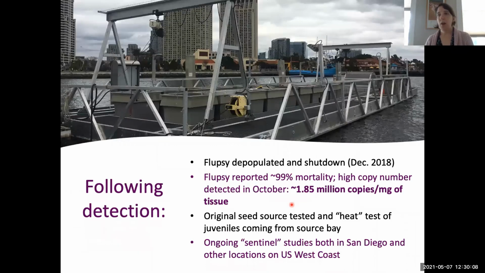So what happened following detection? The facility was depopulated and shut down. And they reported 99% mortality in that group after that October sampling. And honestly, the copy numbers were extremely high. And you'll notice this is in the range of what I showed for experiments. The original seed source was tested in the heat test of juveniles coming from the source bay, which was in Northern California. And there have been ongoing sentinel studies both in San Diego and other locations on the US West Coast.